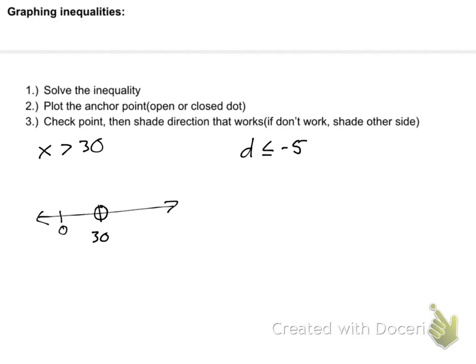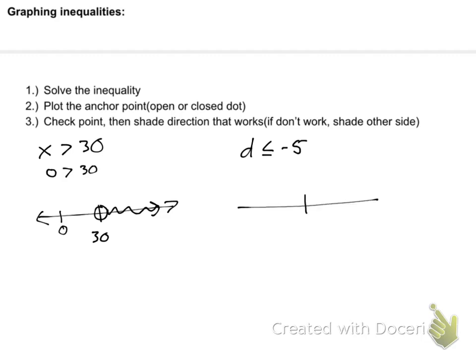So the question is, I'm going to check it. Is 0 greater than 30? No. So if 0 doesn't work, that means the other side will. And I shade that way. I put a squiggly line because it's a lot easier to see than a solid line, especially if you only got one color. Okay?